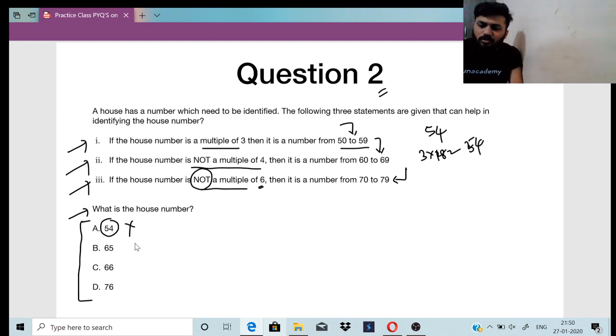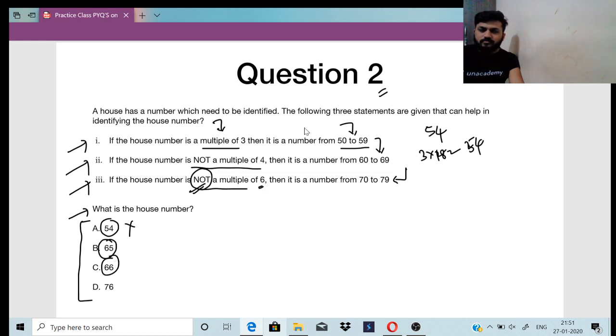Okay? 54 is absolutely a multiple of 3, but it is also a multiple of 6. The house number should not be a multiple of 6. What is the statement given here? It should not be a multiple of 6 also. It is both a multiple of 3 and 6, so it is wrong. Coming to 65, this is an odd number. So obviously it will not be a multiple of any of these three, right?